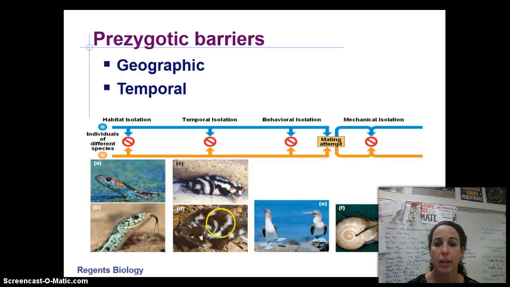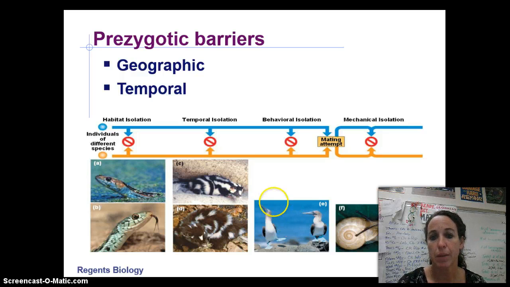The next pre-zygotic barrier is called behavioral isolation. Behavioral isolation means that they have different rituals. So they do songs or dances for each other, and if you're not doing the right one, then they're not going to be interested and you're not going to get a mate. There are all kinds of different bird calls and things like that that this would apply to.